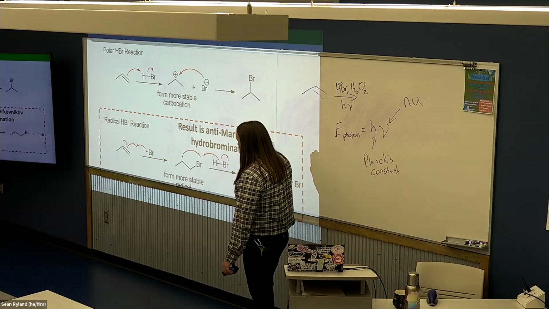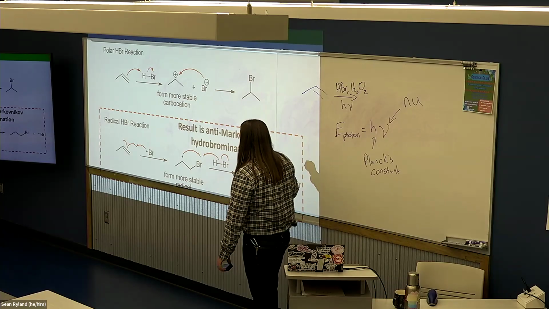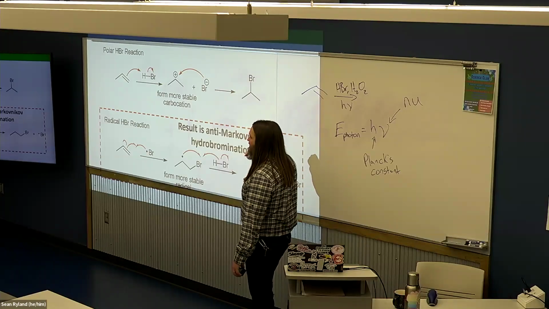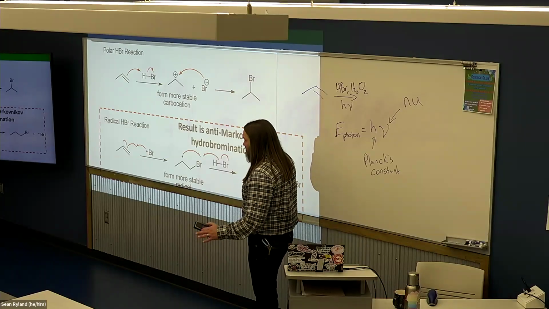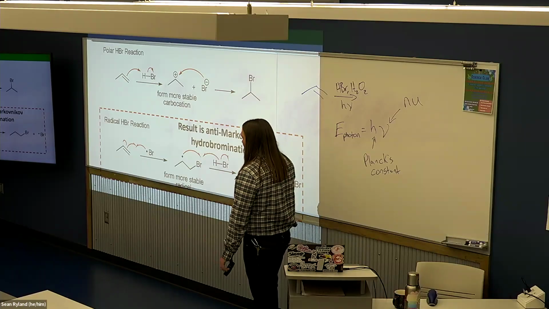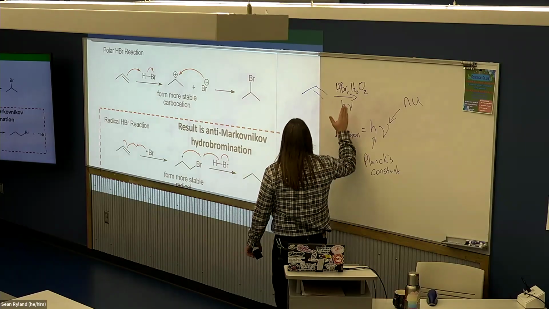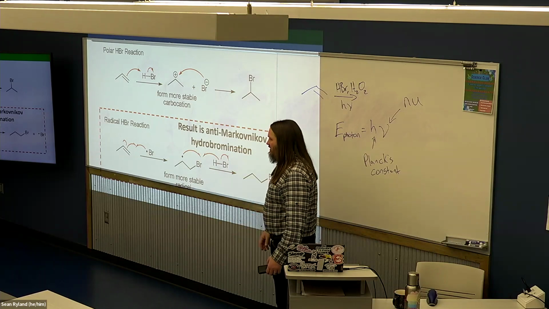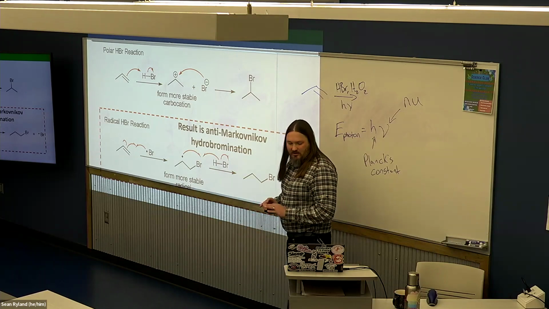We'll see that this is a really common thing in polymerization reactions when we make plastics, because you can start the process by shining a little bit of light on it to get it going. And then you just let it go and it goes and goes until it's done.